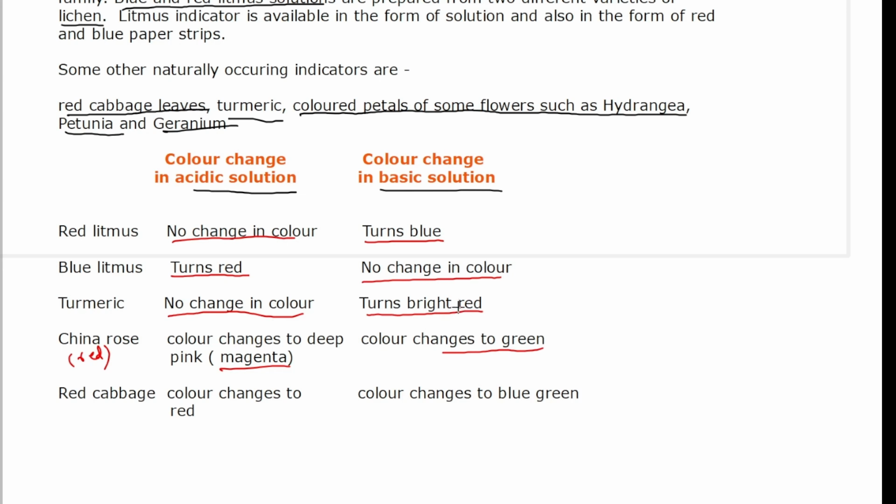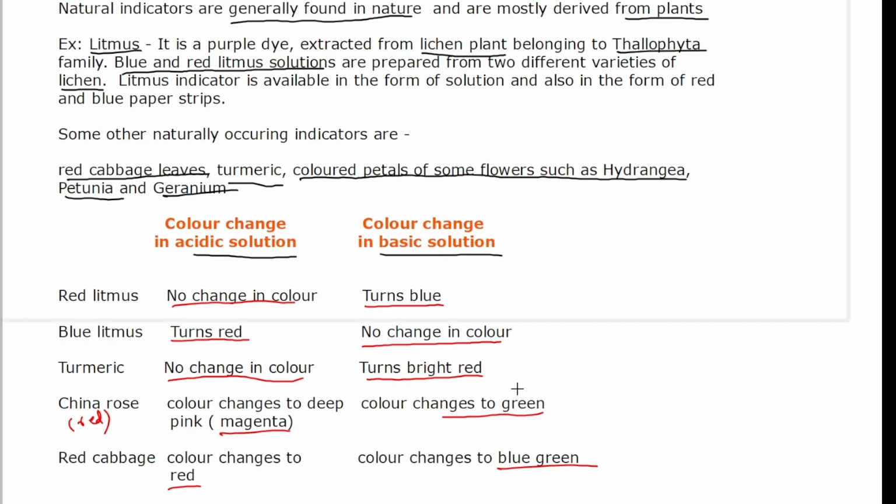Then red cabbage, it is also used as an indicator. Here the color will change to red color in case of acidic solution, whereas the color changes to blue green in case of basic solution. This is about the color change of some natural indicators in acidic solution and basic solution.